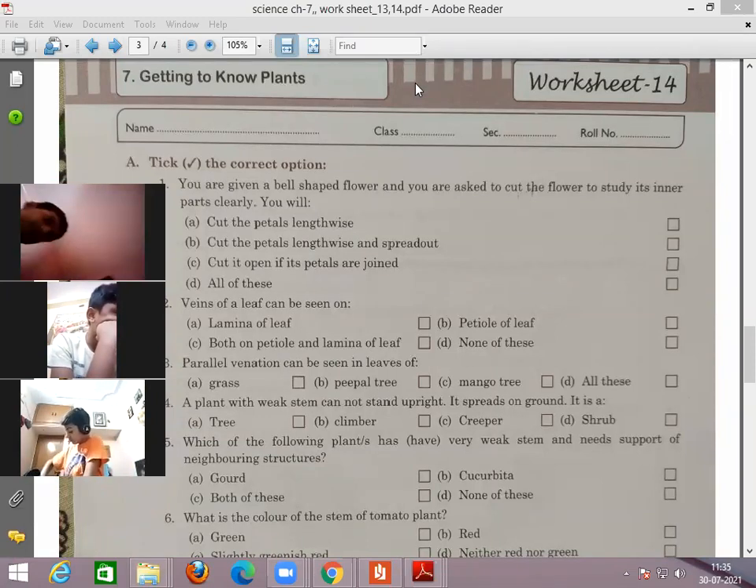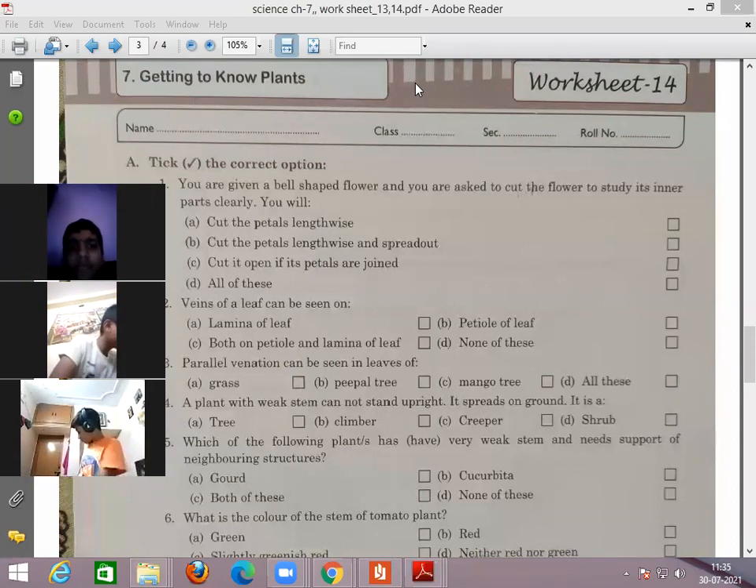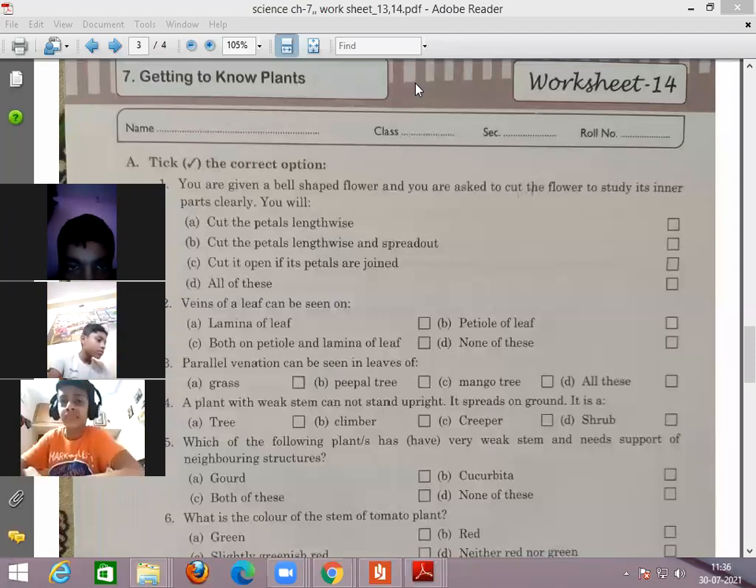First of all, children, write name, class, section, roll number. Kindly write down. Write today's date, class, section, and roll number.